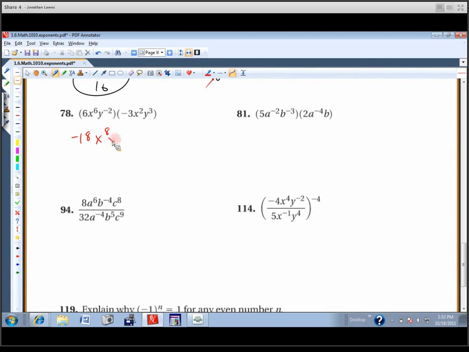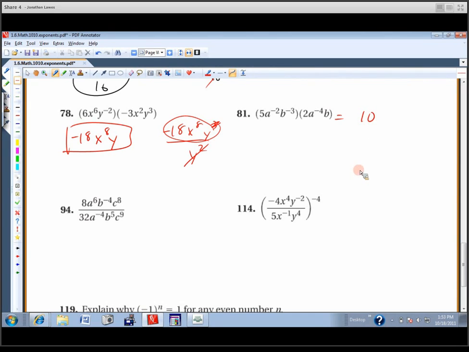Now there are 2 ways to handle this right here. I have negative 2 of them if you want to think of it this way, and positive 3 of them, so that's going to give me a y. Or we could do it this way, negative 18, x to the 8th. We could leave the y to the 3rd on the top and move the y squared on the bottom and then cancel. Either way, you get that answer right there.